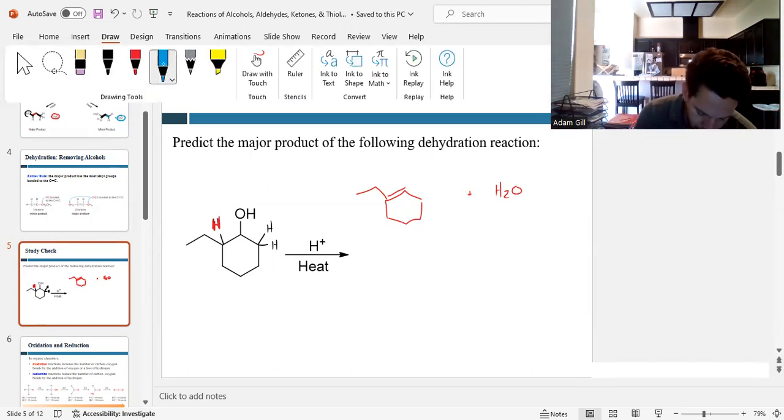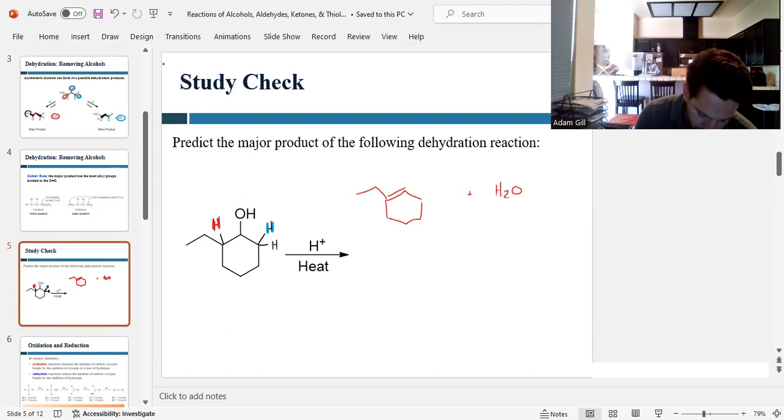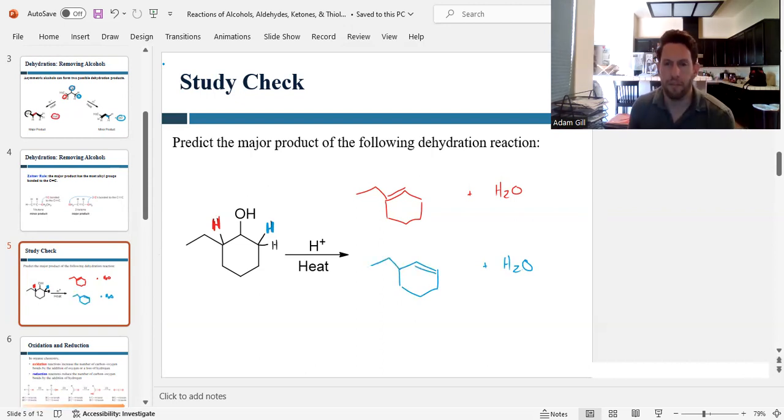Alternatively, if we removed this hydrogen on the other side, that I'm showing in blue, our product would have the double bond over here. And we want to figure out which of these is the major and which is the minor product. And so we need to look at the number of carbons attached to the alkene. And so looking at both positions on the alkene, I see one bond to a carbon, two bonds to a carbon. So this would be like a secondary alkene, if you will.